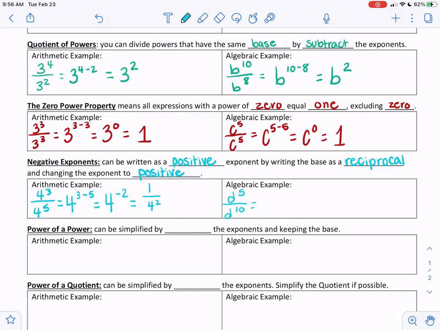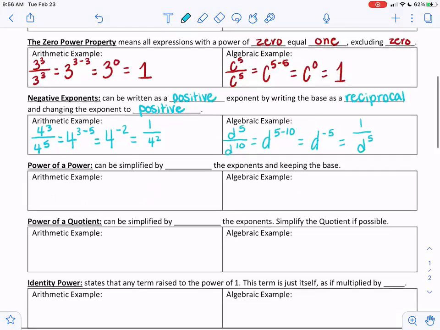So I would go and simplify d to the 5 minus 10. 5 take away 10 would give me d to the -5th power. And because it's a negative exponent, I flip the fraction, make it 1/d, and then I simplify that to a positive exponent on the bottom. So reciprocal, and then flip the sign of the exponent. Basically, that negative exponent is saying, hey, I'm on the wrong side of the fraction. Put me on the other side of the fraction.